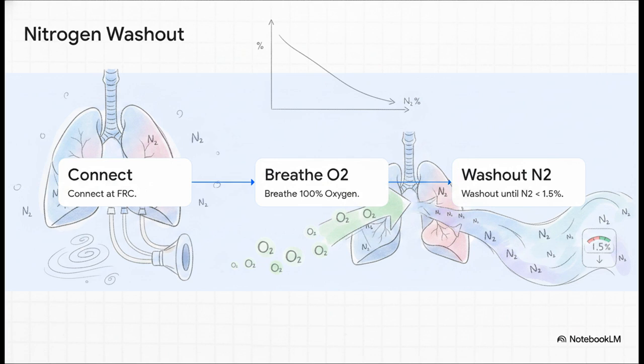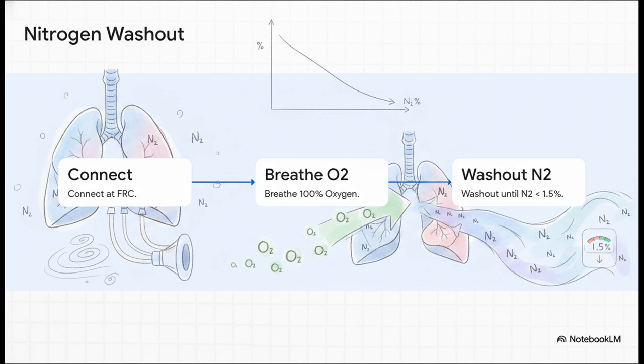The procedure is actually incredibly straightforward. We're operating on the assumption that the patient's lungs naturally hold about 78% nitrogen, in equilibrium with the atmosphere. So we connect the patient right at FRC, and we have them breathe 100% oxygen. With every single exhalation, they're blowing out that stored nitrogen.